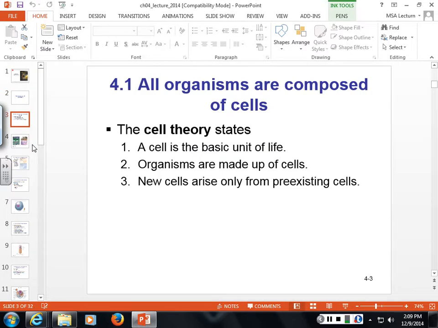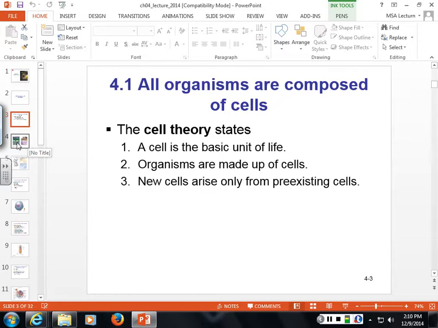So you should understand the three basic tenets of cell theory. A cell is the basic unit of life. All organisms are made up of cells. New cells arise only from pre-existing cells. And we'll talk more about mitosis, or cells copying themselves, when we get to Unit 3.